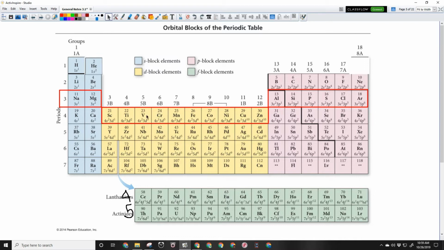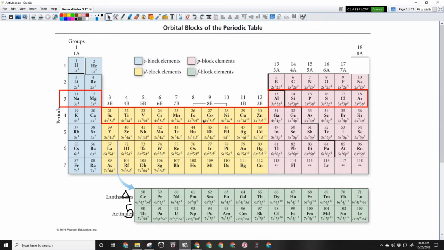Okay, so look, I'm just going to show you what chromium does. Now, we would assume that if it's following the same pattern, this should be 3d4, right? But it's not. Look, it's 3d5. So we skip the 4, and look what happens in the s orbital. It should say 4s2 here, but it doesn't. It says 4s1. So you see these electrons start jumping around after vanadium to different orbitals because of the energy that they have.